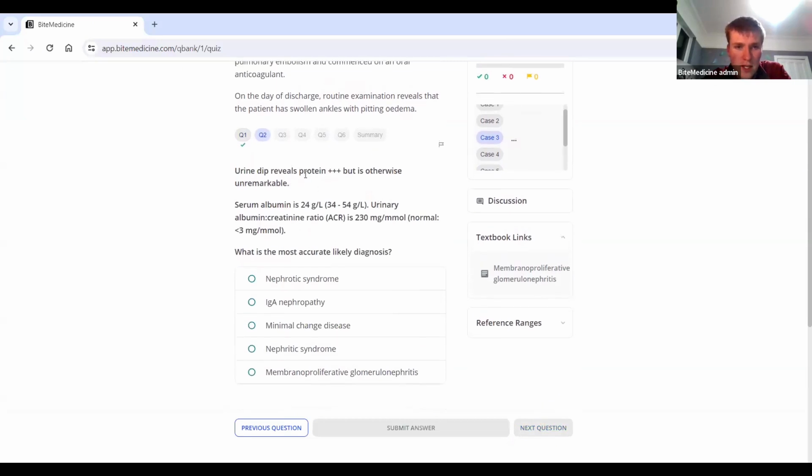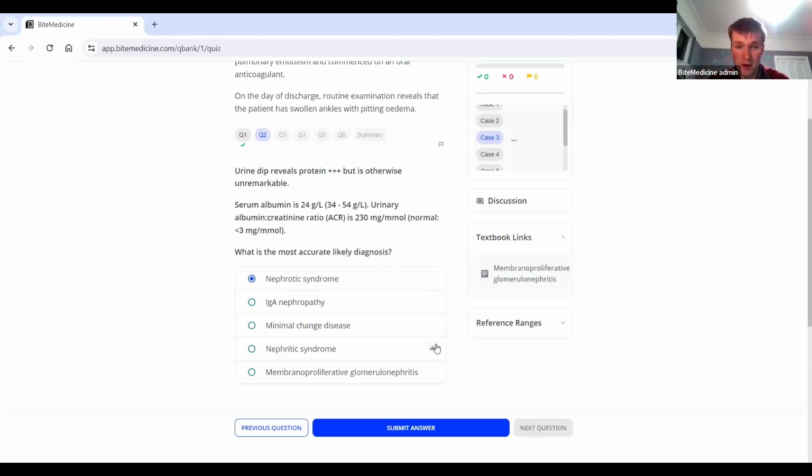So urine dip reveals protein plus, but is otherwise unremarkable. Serum albumin is 24, so that's low. Urinary ACR, that's very high. We've seen already, guys, that I think you said more than 70, unless they've got diabetes and it's treated, is a criteria for referral. That's bad. They're very leaky. What's the most accurate likely diagnosis? Right, accurate. What they're getting at here is they want a diagnosis, not a syndrome.